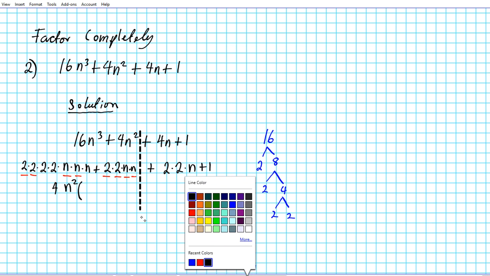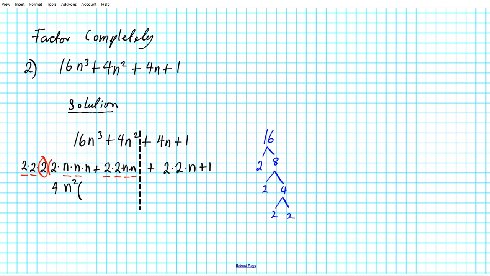Now what will we be left with? To the left side of our plus, we'll be left with 2 times 2 times n. And then we have a plus. Now 2 and 2, n and n are all factored out. So when they're all factored out, what you'll be left with is 1, because you're dividing when you're factoring. When you divide two numbers that are identical, you end up with 1.